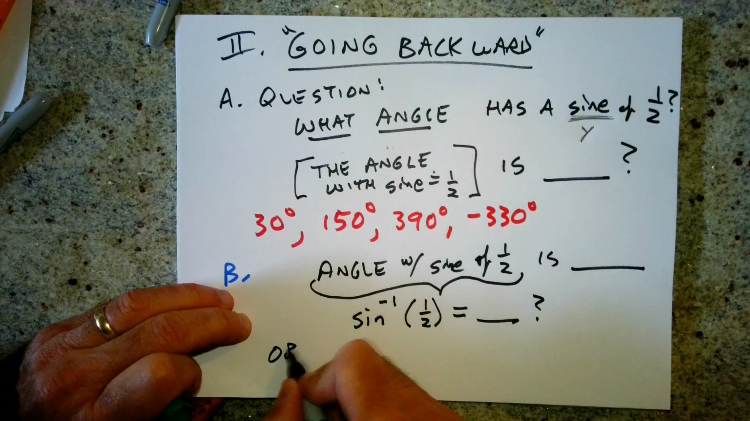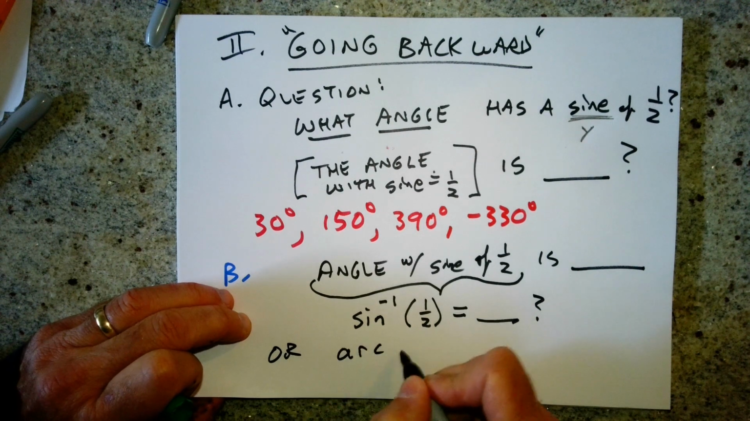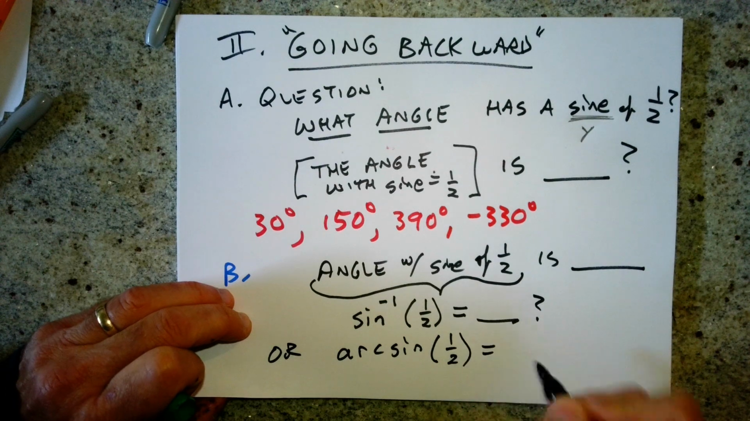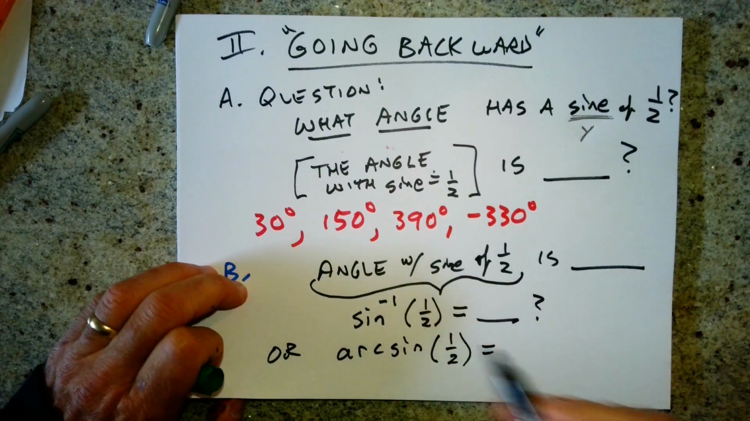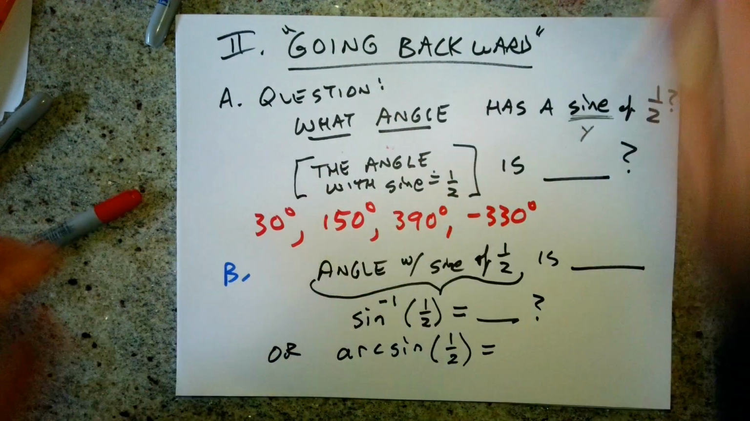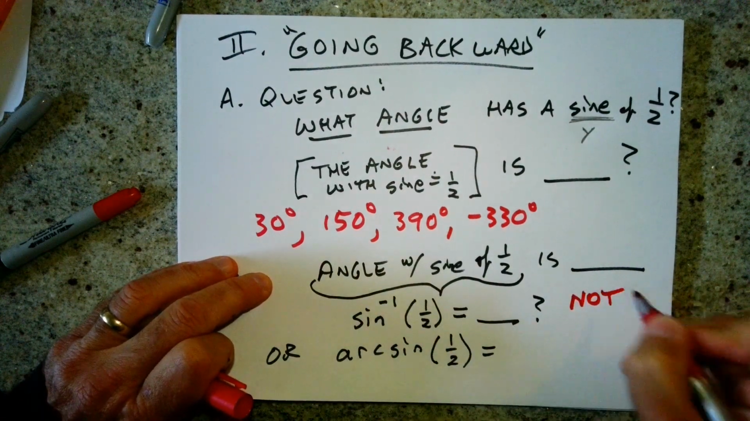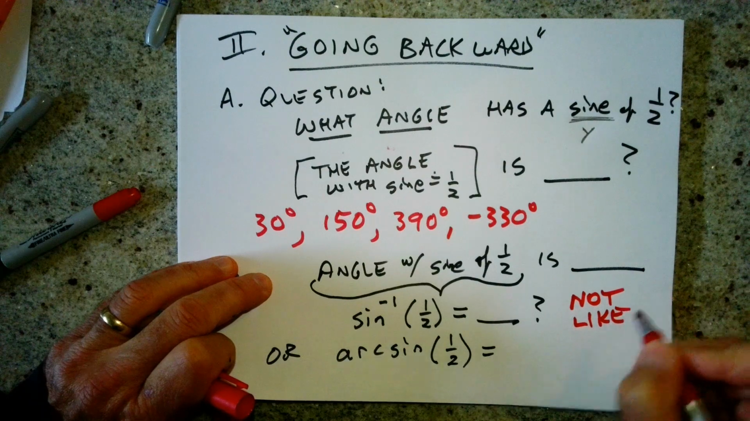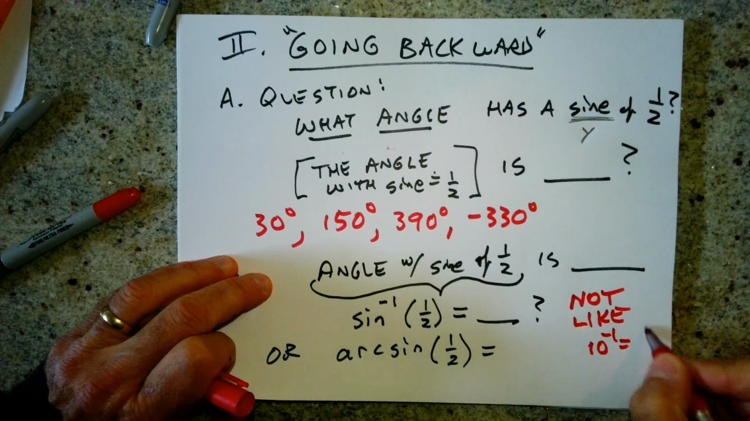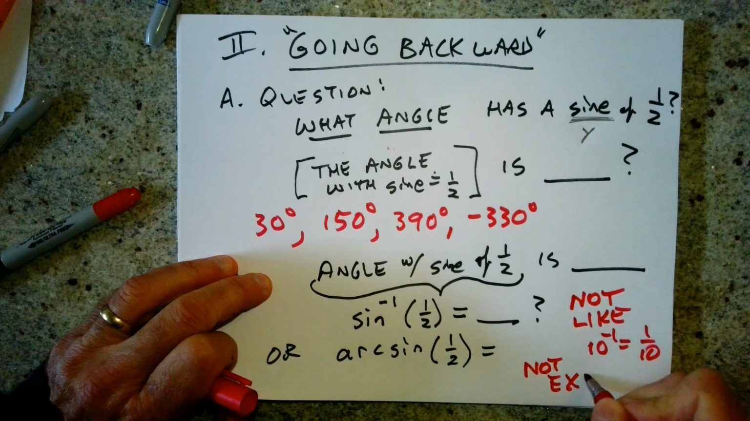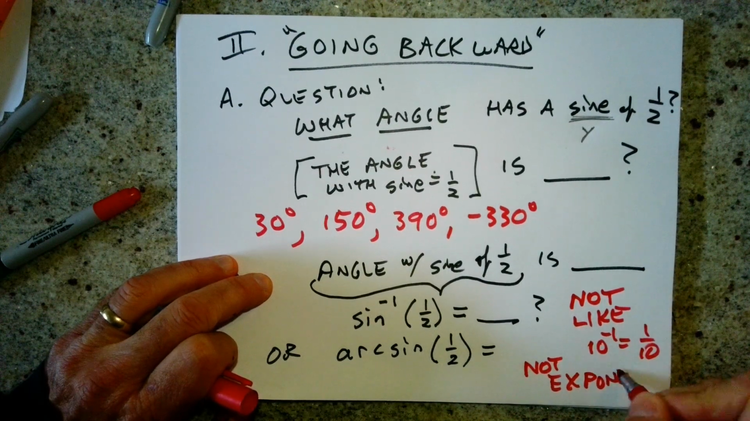Okay? There's an alternate way to write it, and you really need to know both because you'll see both of them. Arc sine of 1/2 is 30 degrees. Both are written. Now, one big warning here. That -1 there is not like 10 to the -1 equals 1 over 10. It's not an exponent. It's a horrible notation, but I understand where it comes from.